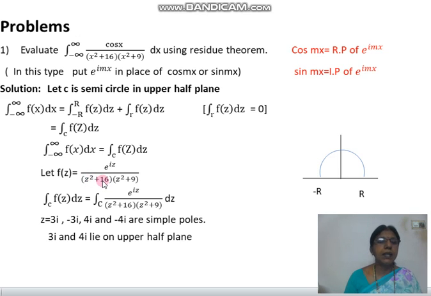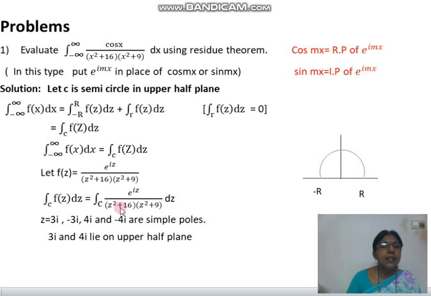Now it can be written as, for this purpose, z square plus 16 is equal to 0 means z square is equal to minus 16, which means minus 16 i square. So z square is equal to 16 i square, since i square is minus 1. z is equal to plus or minus 4i. Similarly here z square is equal to minus 9, z square is equal to 9i square, z is equal to plus or minus 3i.